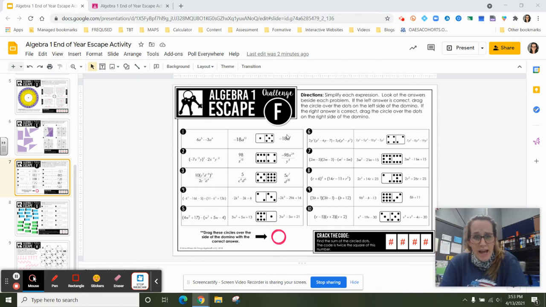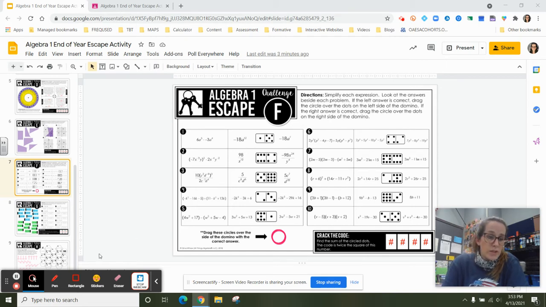We're checking out challenge F. Okay, so let's see here. Simplify each expression. Look at the answers beside each problem. If the left answer is correct, put the circle over the dots on the left side of the domino. If the right answer is correct, drag the circle over the dots on the right side of the domino.